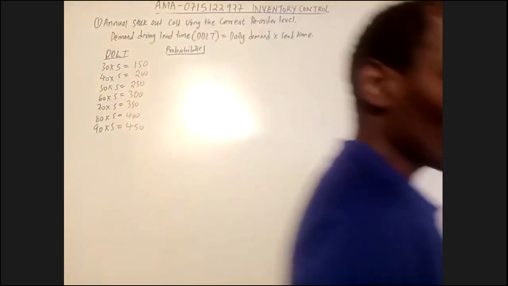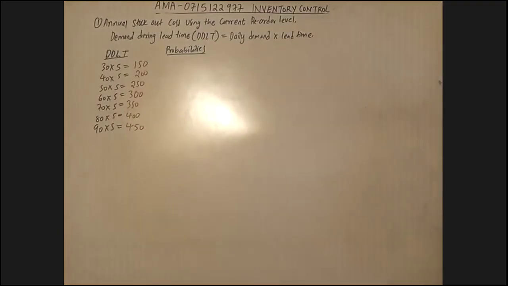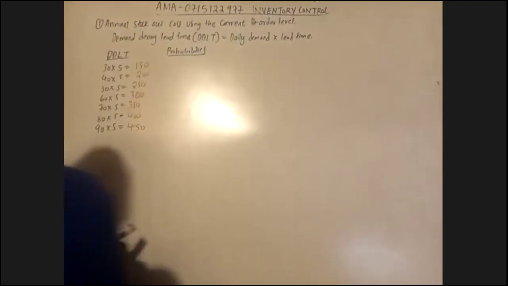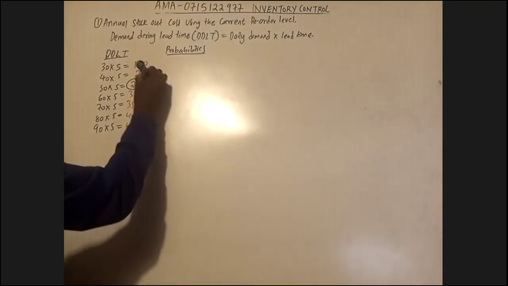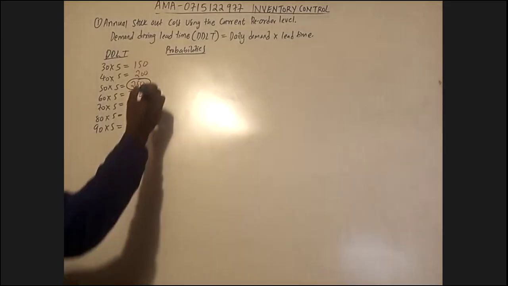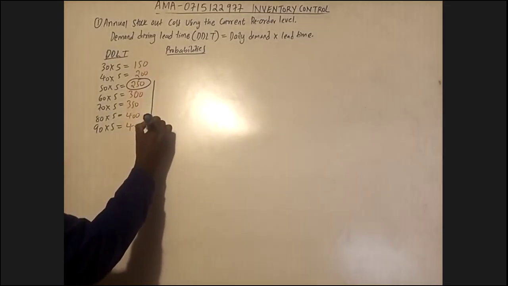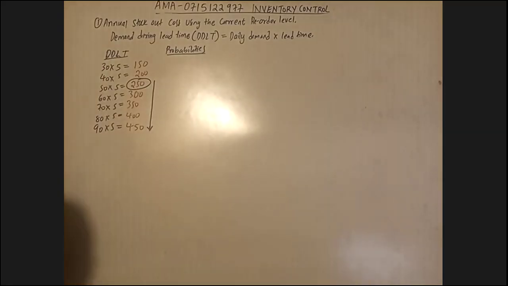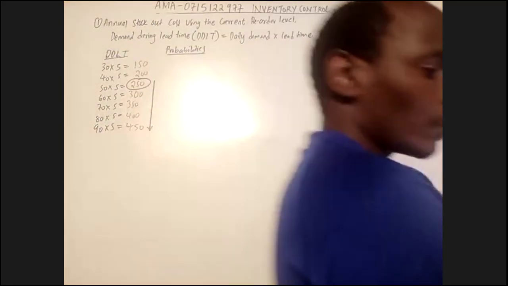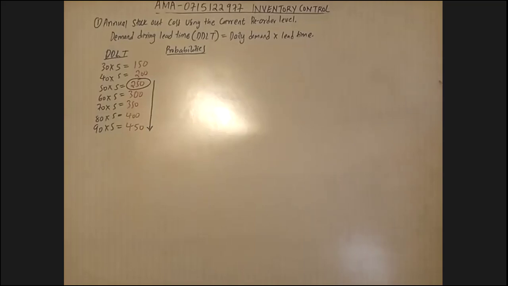So from the question, what is our current reorder level? Information number 3: the company currently uses a reorder level of 250. So our current reorder level is 250, and from 250 upwards are the values above it. That will form our reorder level. Now, the next thing we need to do is determine probabilities.